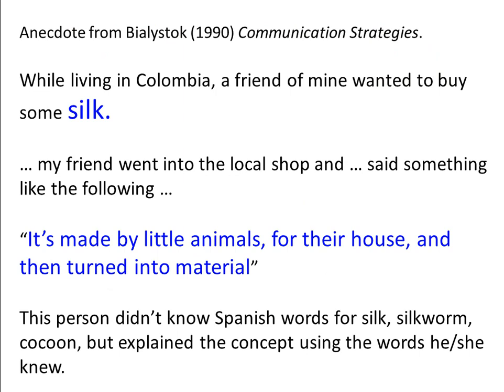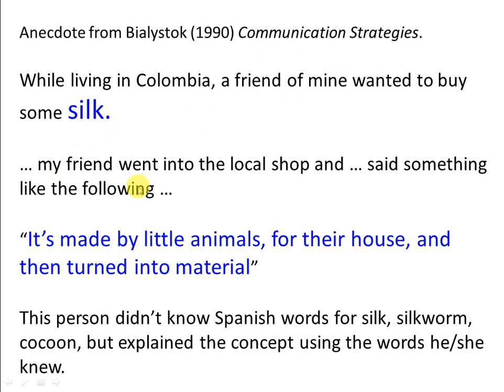And here is a real example from this person's book. She is talking about her friend. While living in Colombia, a friend of mine wanted to buy some silk. Obviously this friend didn't know much Spanish. People in Colombia speak Spanish.